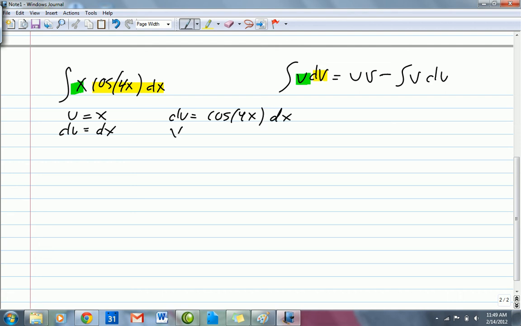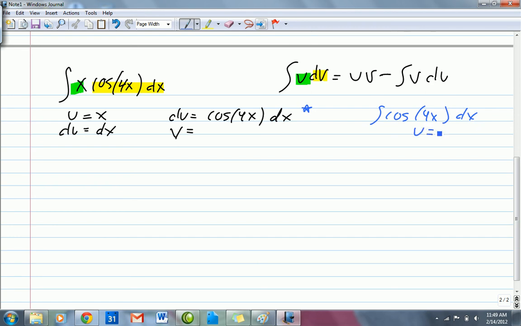And so if I know dv and I need to get v, I find the antiderivative of cosine 4x. So, how do we find the antiderivative of cosine 4x? To get from a dv to a v, you integrate. So what I'm doing here is trying to find v, which would be the antiderivative of cosine of 4x dx. Okay, so it's a little substitution problem within a parts problem.